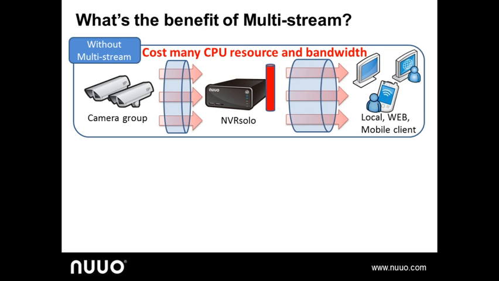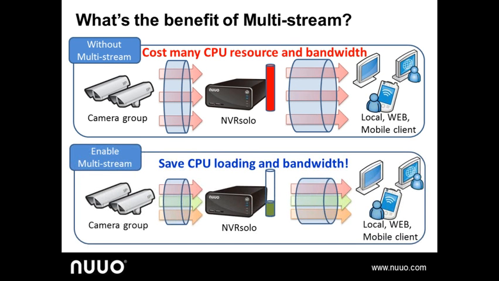So how can we keep the NVR stable and fulfill many clients' demands? One of the best ways is using the multi-stream function. Software clients could get the second stream or third stream to save bandwidth and reduce CPU loading. To use multi-stream, not only the NVR, but also the camera has to support the multi-stream function. However, how do we know whether the NUUO NVR supports multi-stream with my camera or not?